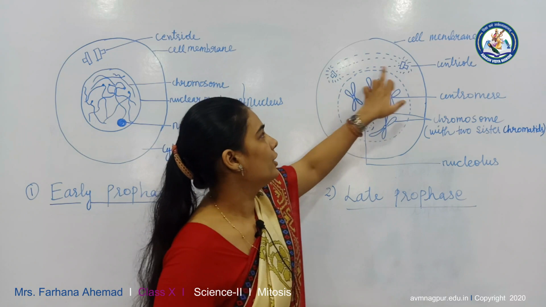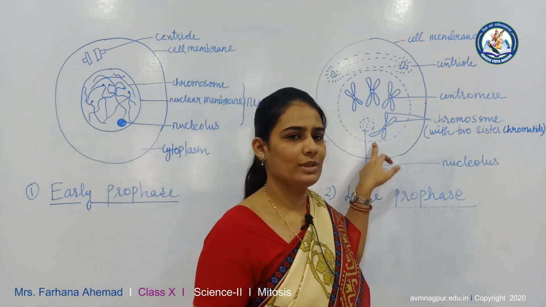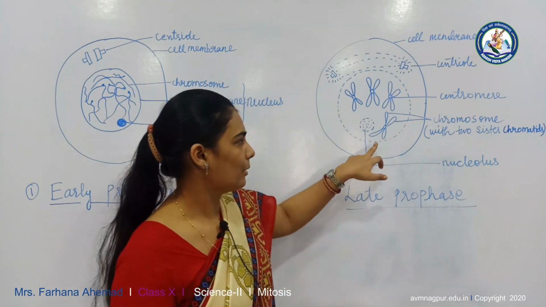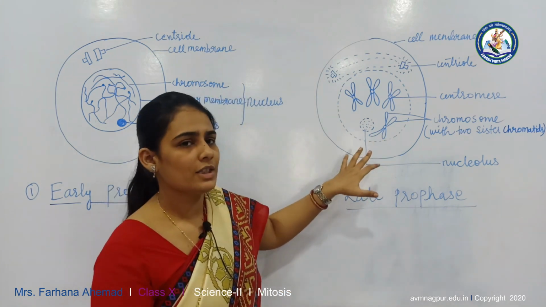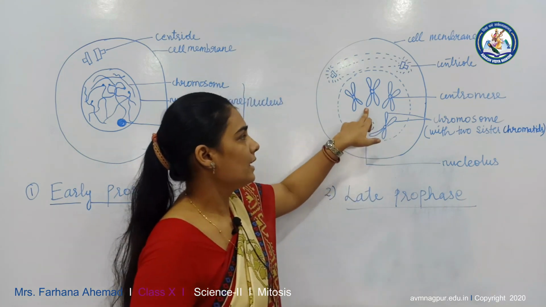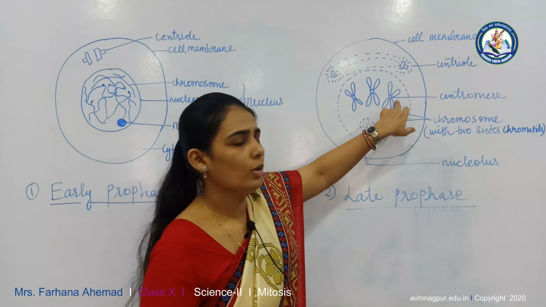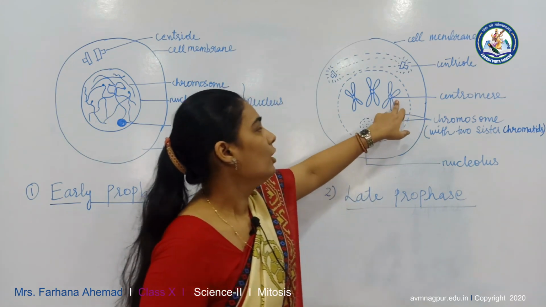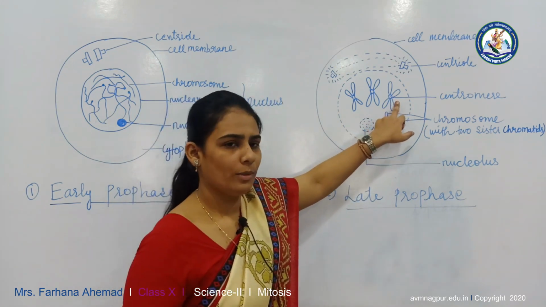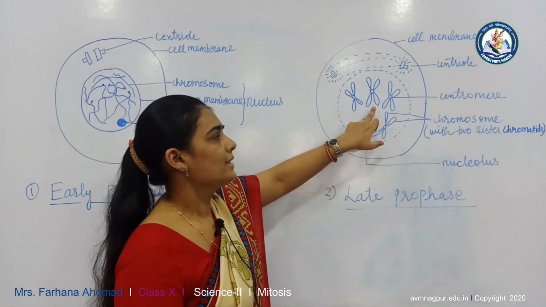Also the centrioles are going to opposite poles, that is they are going to take the polar position, but in this stage they have not taken it yet, they are going to take it. And this is chromosome. This is the centromere of the chromosome. The central part of the chromosome is the centromere.